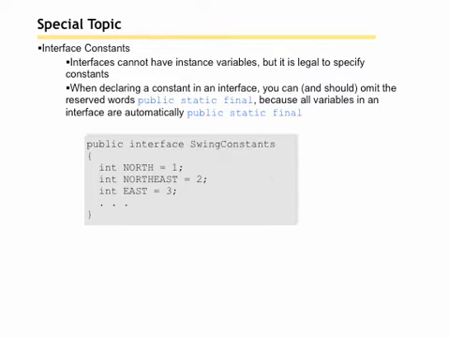Interfaces cannot have instance variables. However, it is legal to specify constants, and I think we brought this up in class and I was going to double check, so here you go. When declaring a constant in an interface, you can and should omit the words public static final, because all variables in an interface are automatically public static final. So here we say int NORTH equals 1. Notice we're still following the naming convention for constants, all caps. NORTHEAST equals 2 and EAST equals 3 in our public interface SwingConstants.